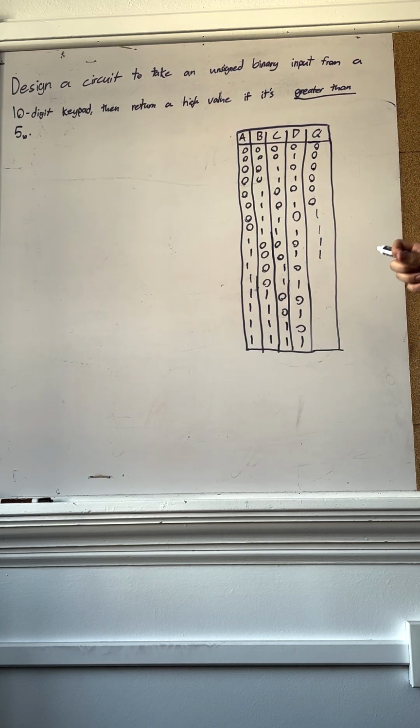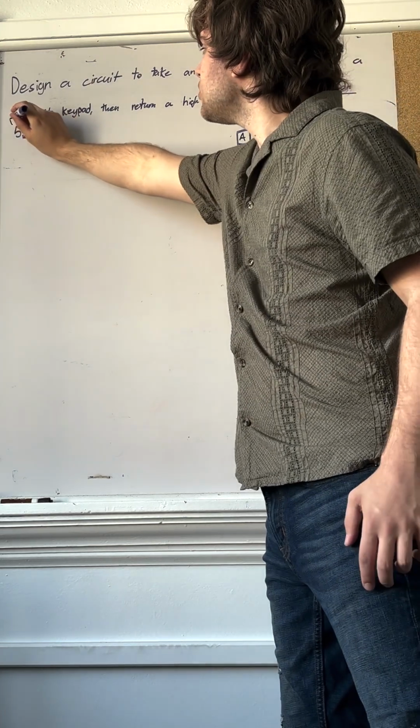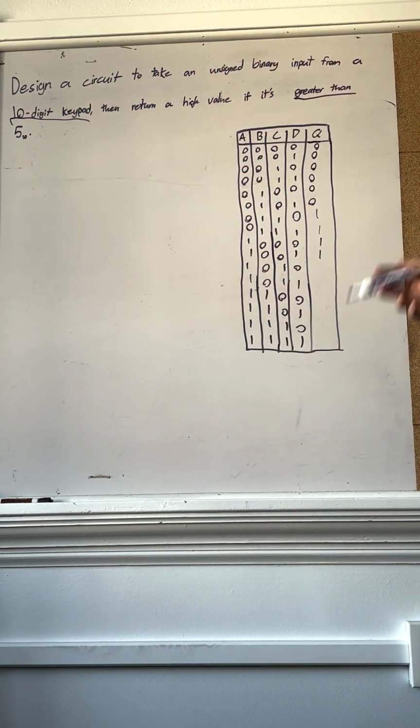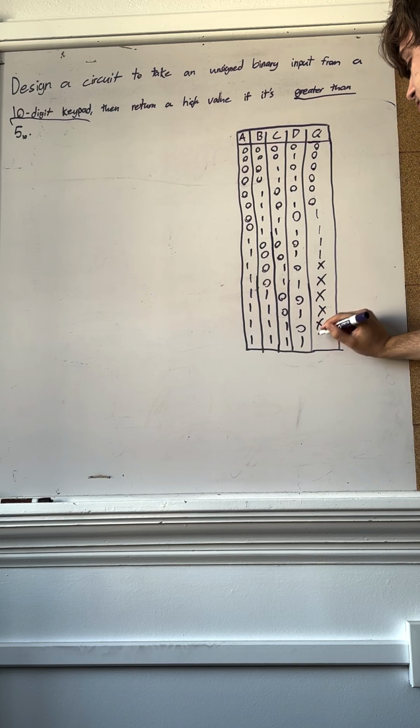And from here is where things get a little bit tricky. Because normally, with greater than 5, the rest of these would be filled out with 1. But since this is from a 10-digit keypad, it only goes from 0 to 9. So the rest of these are going to be don't care values, which are represented by the letter X, since these values are impossible to get from this equation.